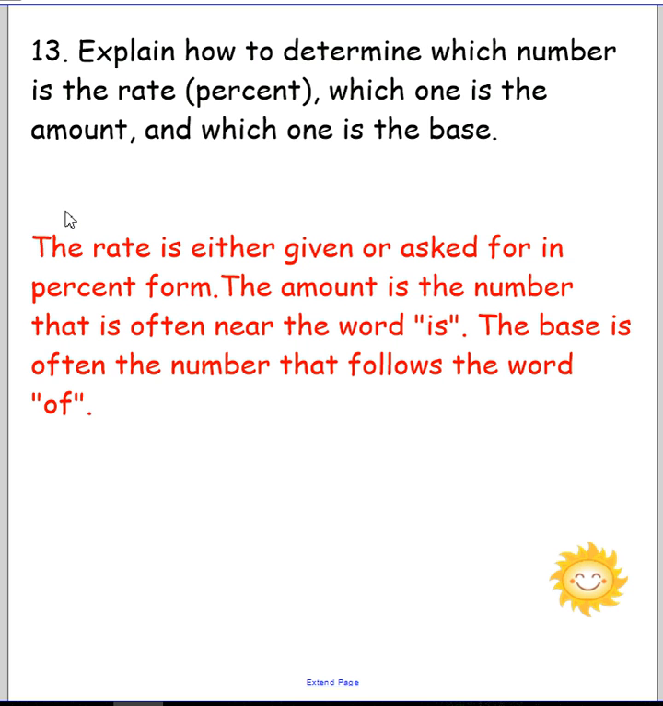So our rate is either given or asked for in percent form. So that's the easy one to determine. The amount is the number that's often near the word is. And the base is often the number that follows the word of. So the percent is something of the total amount.